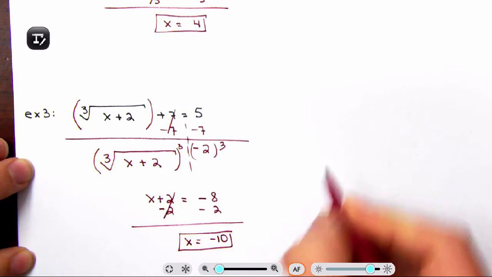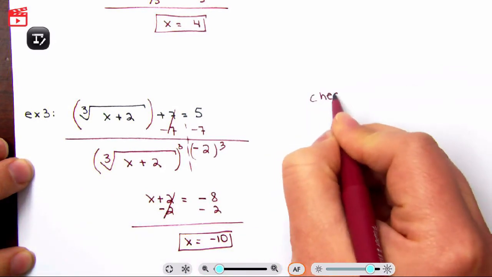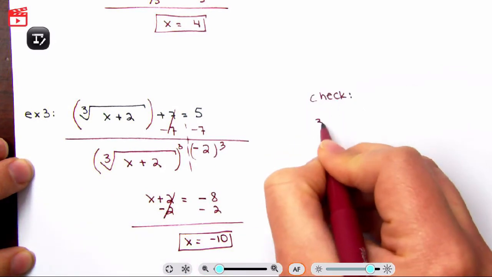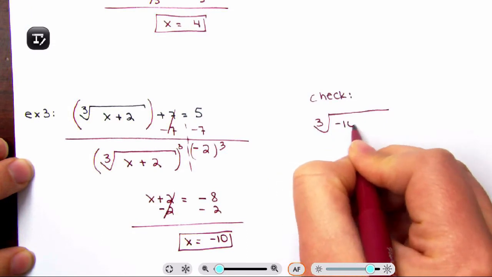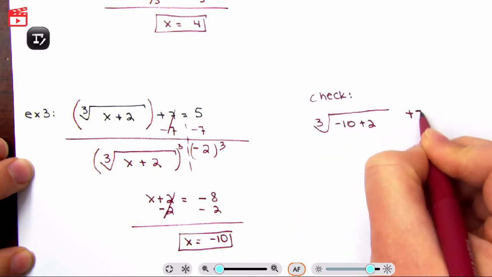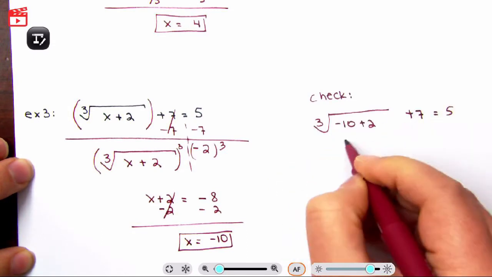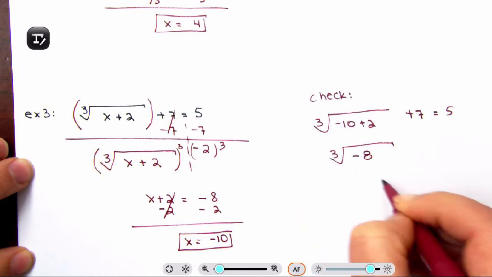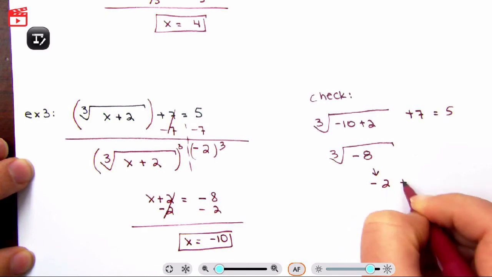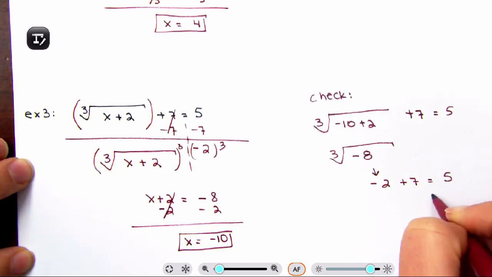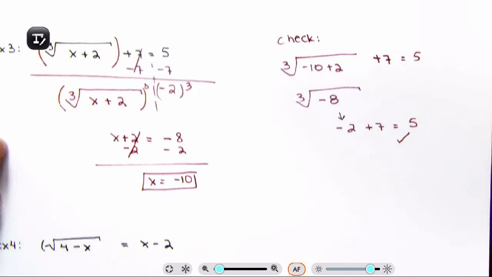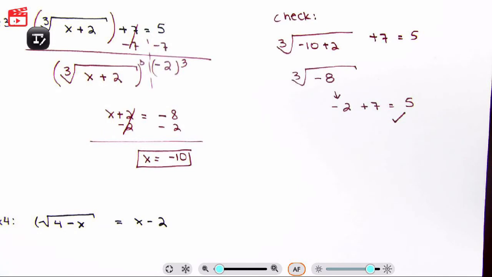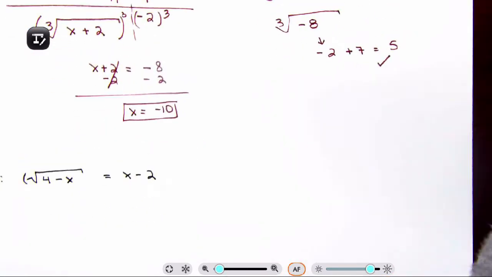Double checking my work, plugging it back in. So I have cube root of negative 10 plus 2, plus 7 is equal to 5. Checking that: cube root of negative 10 plus 2, that is negative 8. Cube root of that is negative 2. Negative 2 plus 7 is in fact equal to 5. So it works out. Negative 10 is in fact our answer. All right, let's go ahead and go to the next one.